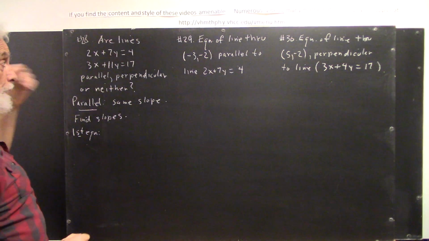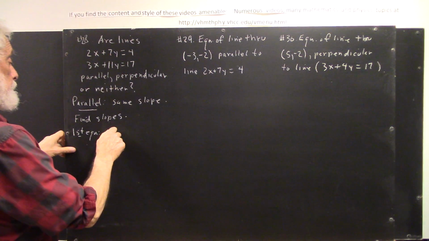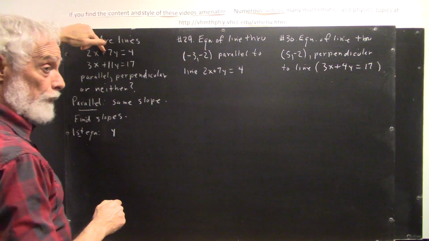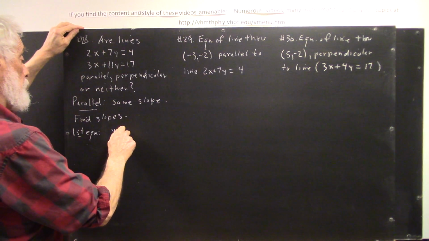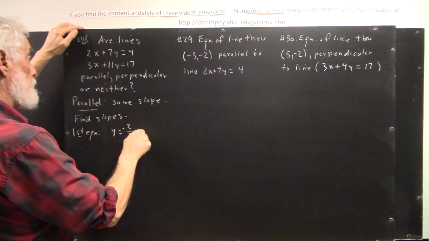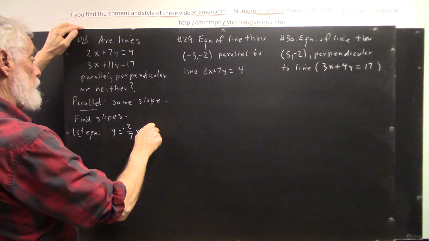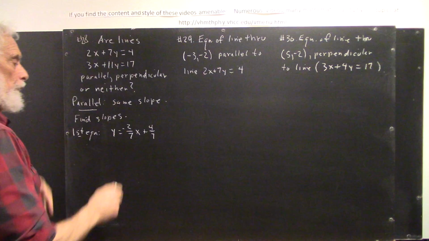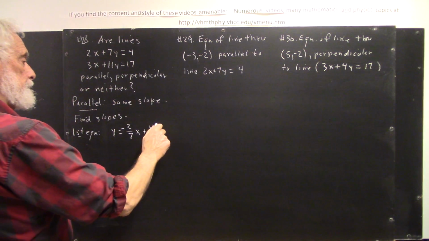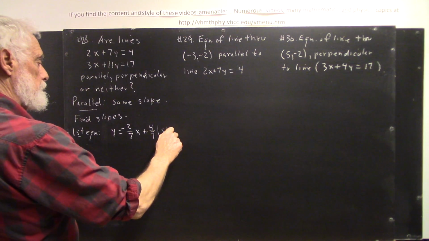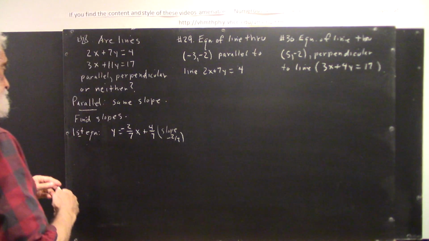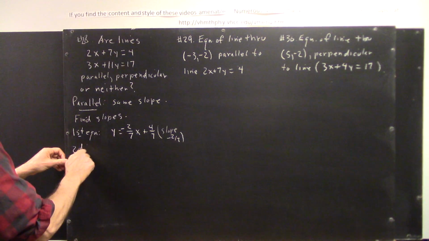Now, the first equation we solve for y, and we're going to subtract 2x from both sides, and then we're going to divide by the 7 here, and we're going to get negative 2/7 x plus 4/7. That's our slope-intercept form, so we can see that the slope is negative 2/7.